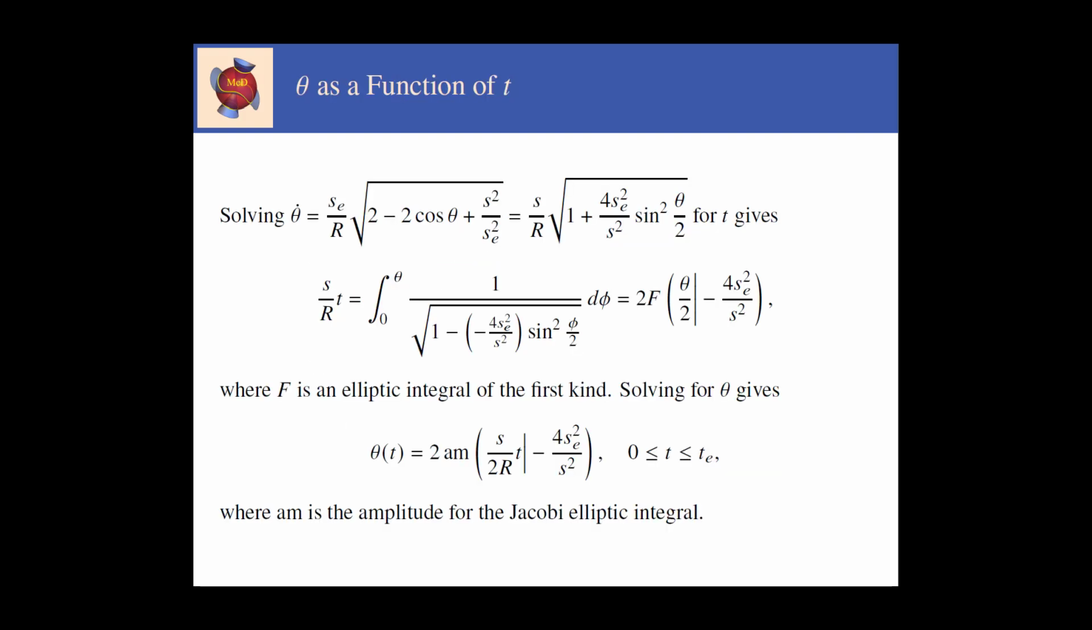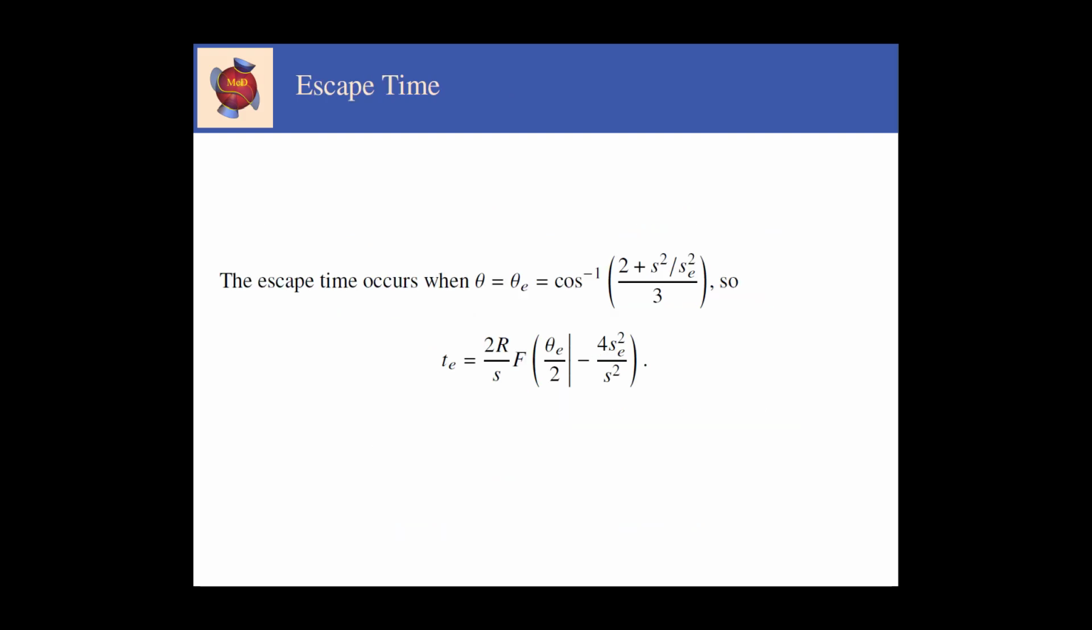Now, solving the differential equation for theta gives us a complicated function of theta. So this is unfortunate. First, we get t as a function of theta, where F here is an elliptic integral of the first kind. You can invert this expression to solve for theta, and you get theta as another complicated expression involving the amplitude for the Jacobi elliptic function. Again, this is complicated, but not too complicated because special functions like this are built into tools like Mathematica or MATLAB. In Python, they're available in the SciPy package. The escape time t sub e corresponds to the escape angle, so we can compute that. Again, somewhat complicated, but not too bad.